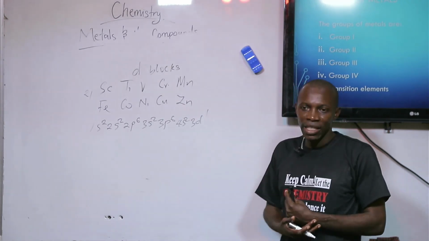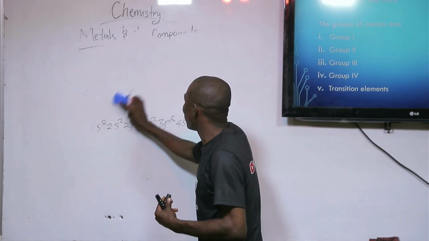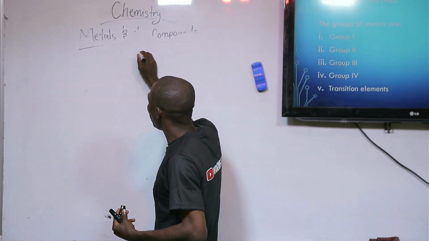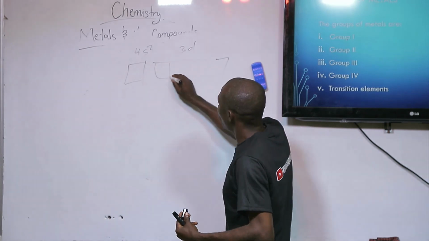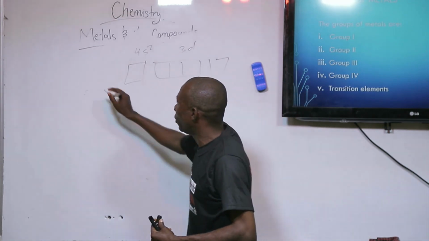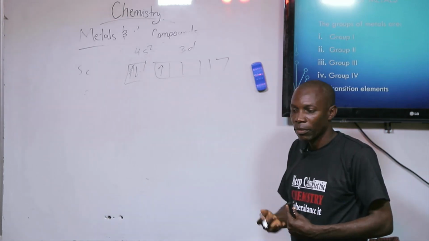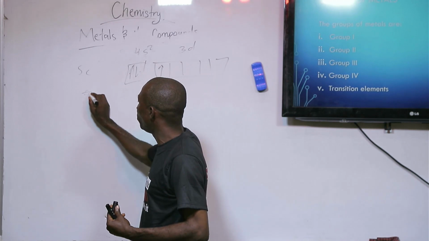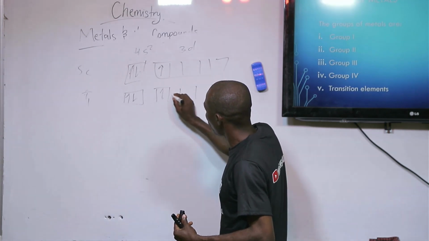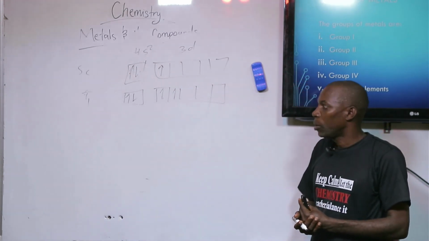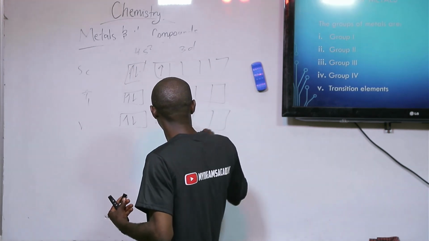When you come to filling the D block, it has a special way of filling. If you look at the way of filling the D block from scandium down, you have the 4s2 and the 3d. So when you start with scandium, you have 4s2, 3d1. If you move to titanium, you have 4s2, 3d2. You have vanadium, 4s2, 3d3.